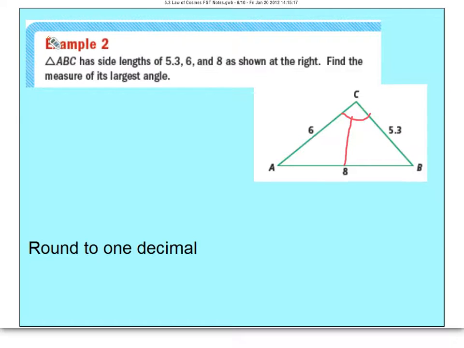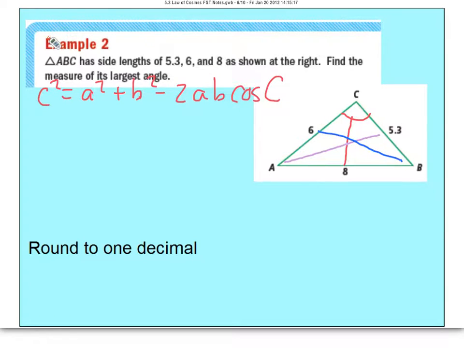So if we set up the formula again, it's the cosine of C is the one we have to find. So we're going to start with C squared, and then let's just use A squared plus B squared minus 2 times the AB. Make sure you match up your sides. This is angle A, and that's side A. And then for the B, angle B and side B are across from each other. So let's fill it in.